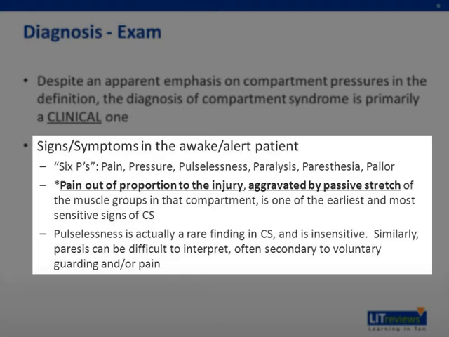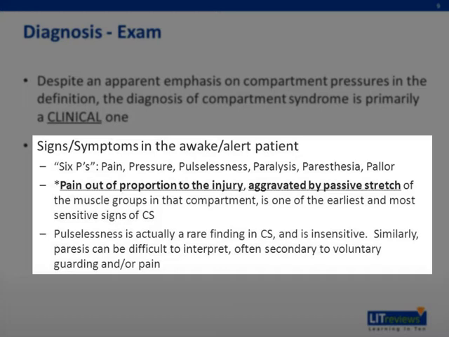As you can imagine, in the injured extremity, you can get these symptoms for a lot of reasons. So the shorter version is the following. If you get pain out of proportion to the injury, which is aggravated by passive stretch of the muscle, you start thinking about compartment syndrome. If you have somebody who's in no pain, with rare exceptions, they likely don't have a compartment syndrome.